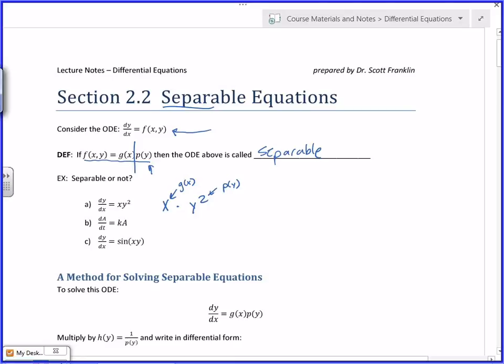By the way, I'm using p instead of h. It seems natural that I would say h there, but there's a reason, because of notation used in the proof later on of this method. I will introduce an h in a different way. All right, so again, notice a function of your independent variable times a function of your dependent variable.